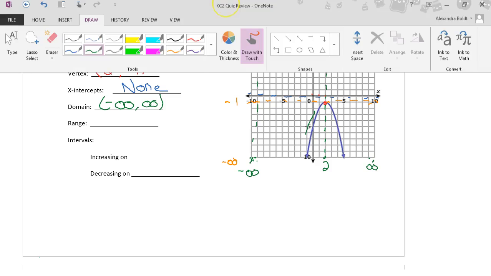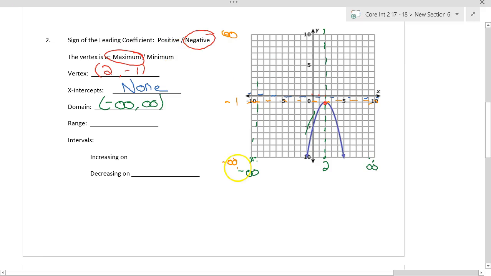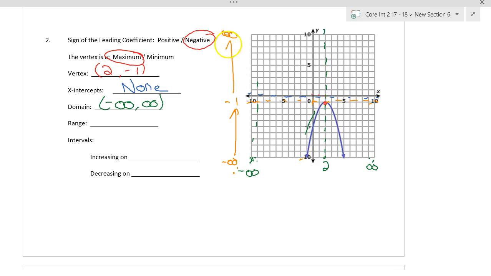Range, my height. Is it between negative infinity and negative 1? Yes, my graph is there. Between negative 1 and infinity, I don't have a graph up here. So it's the bottom one, negative infinity to negative 1. And again, with that range, make sure you put the square bracket around that negative 1.